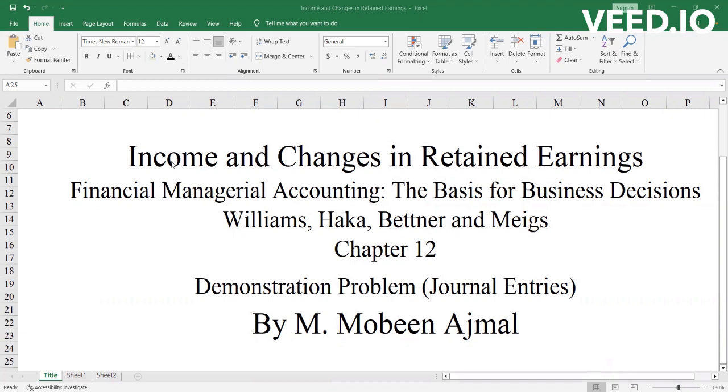Meigs. The chapter was income and changes in retained earnings. In the first two parts, I've already shown you how to do the journal entries. And in this part, I will first calculate the weighted average number of shares, second, make an income statement, and third, calculate the earnings per share.